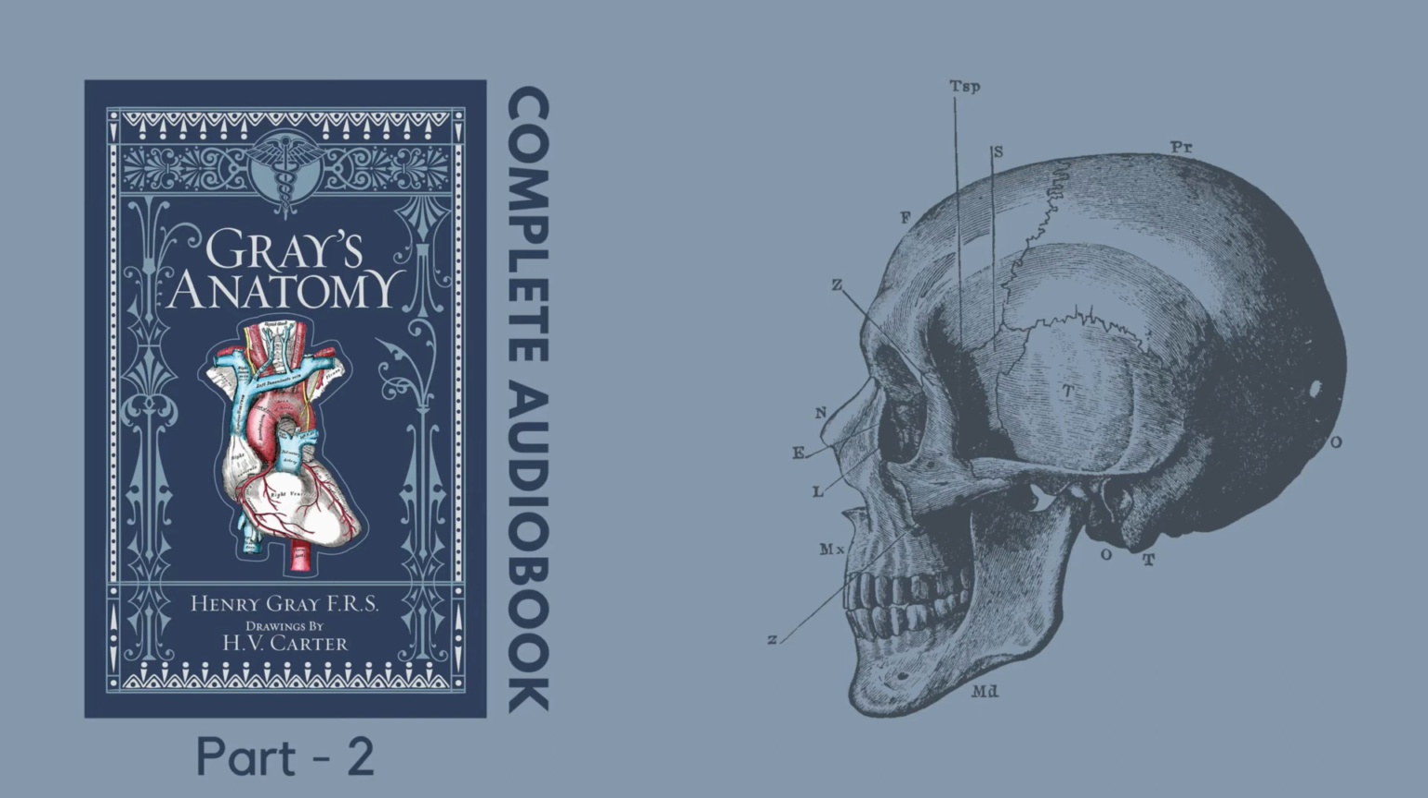End of section 24. Section 25 of Gray's Anatomy, Part 1. Section 25. Ethmoid Bone, Os ethmoidale.